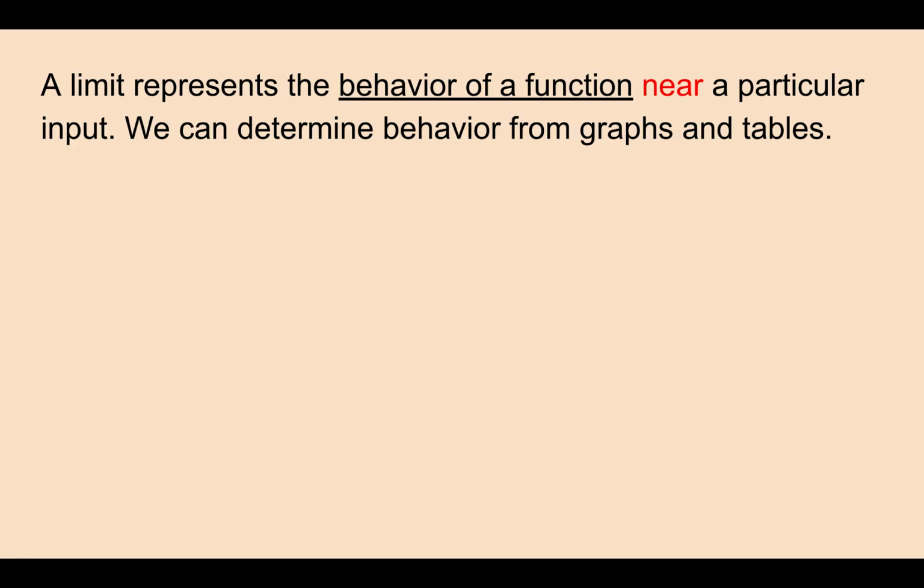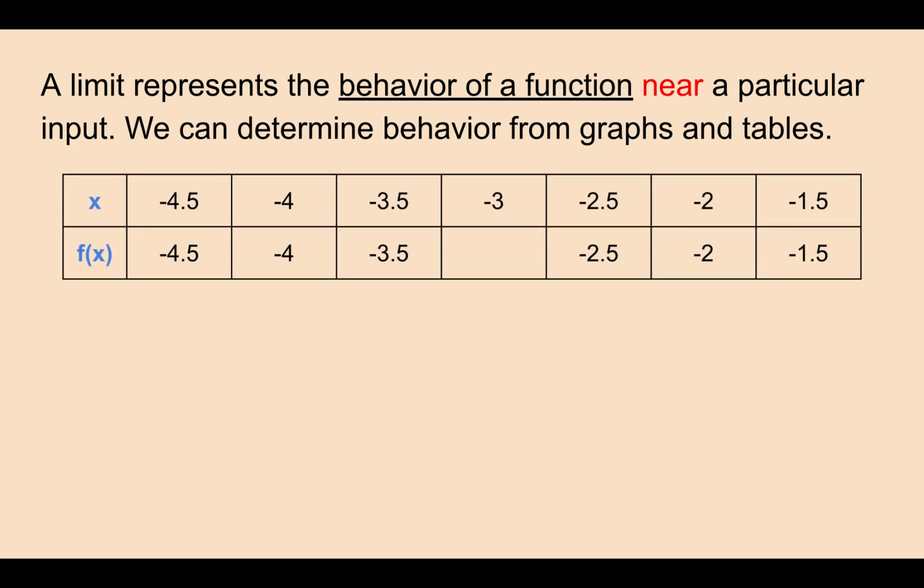Okay, we can do the exact same thing with tables, right? So remember, we can determine behavior from graphs and tables. So let's start here. Let's say my first one was I wanted to know what happened around -3. So I do a table, I put -3 in the middle because that's what I care about. I go a little left of -3, I go a little right of -3, and I figure out the y values, the f of x values. Notice if I come in this way, that's coming in from the left of -3, and if I come in this way, it's from the right.